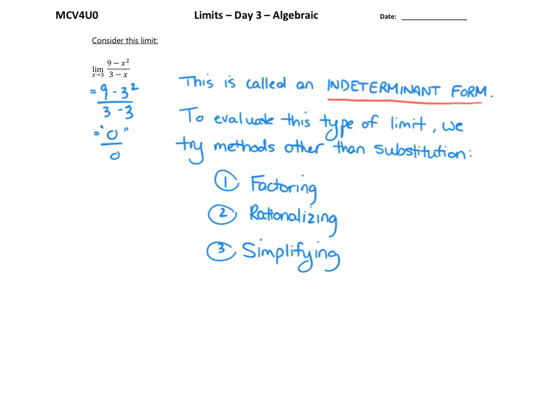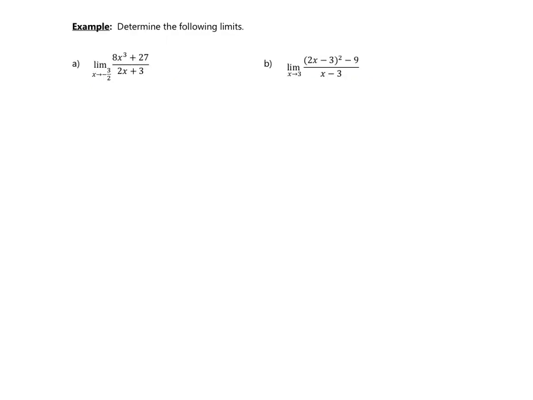Okay, so today we're going to focus on the other methods, as I said. The first one is factoring, the second method that we'll look at is rationalizing, and the third method is simplifying. Okay, so quick look at our first question here, and hopefully you can see that if you did substitute negative 3 over 2 into this limit, you should always check for substitution first. I hope that you can see that you get this 0 over 0, which we call an indeterminate form. And so that means that we're going to have to try another method, and hopefully you can see right away from the top that we are going to take a look at the method of factoring.